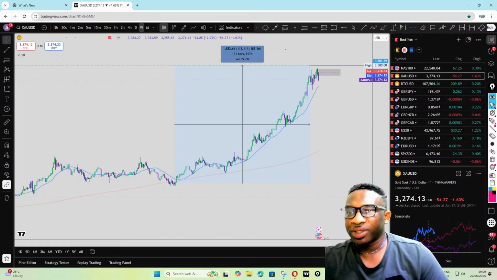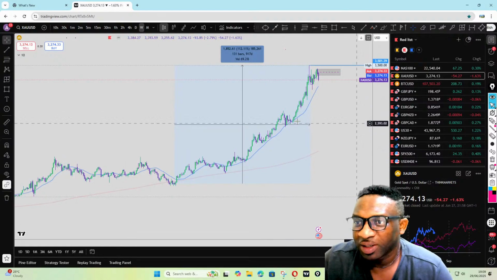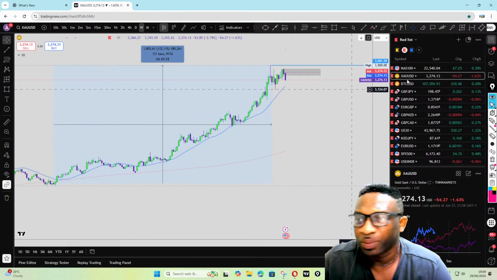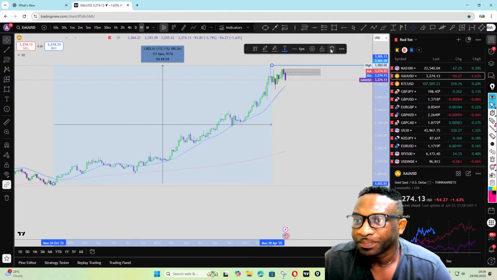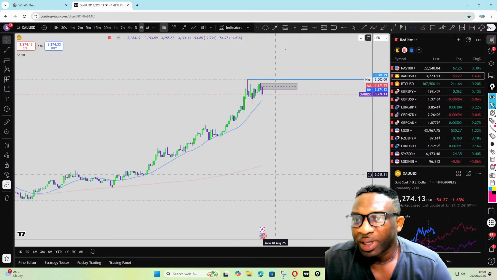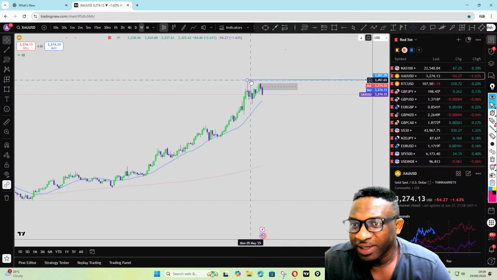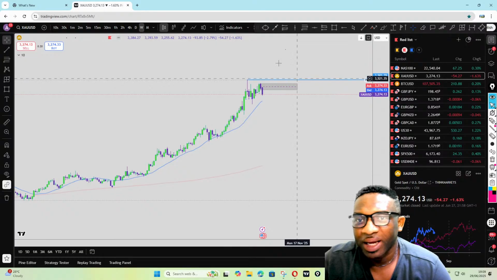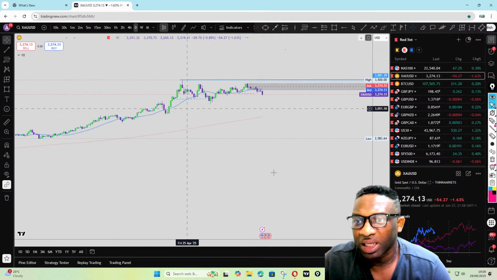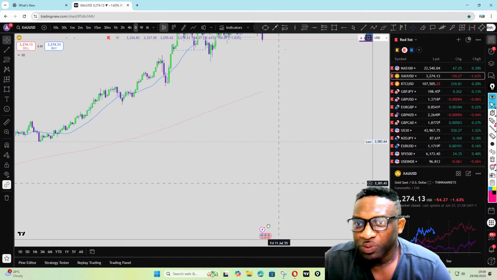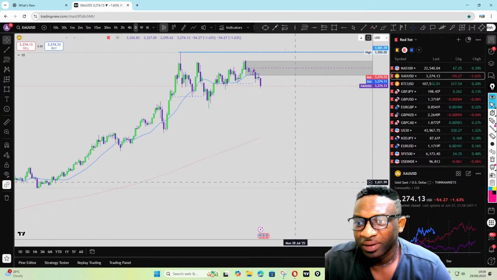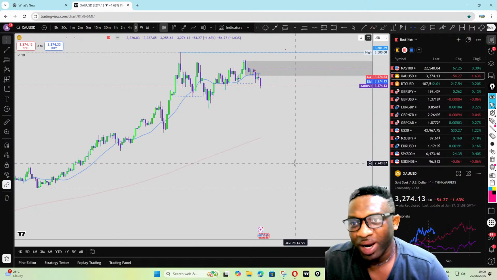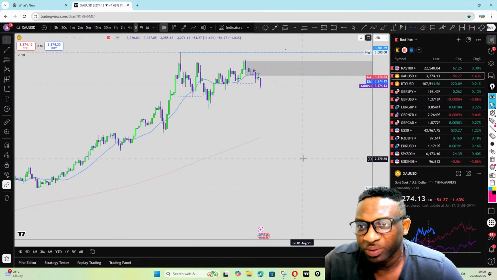Okay, let's go straight into the top down analysis. Let's continue from here. So we've been on the weekly. We've identified this high area here, a potential weekly high. So we go down to the daily. Let's see what we can find. The idea is to identify the direction that price is likely to turn around and go.